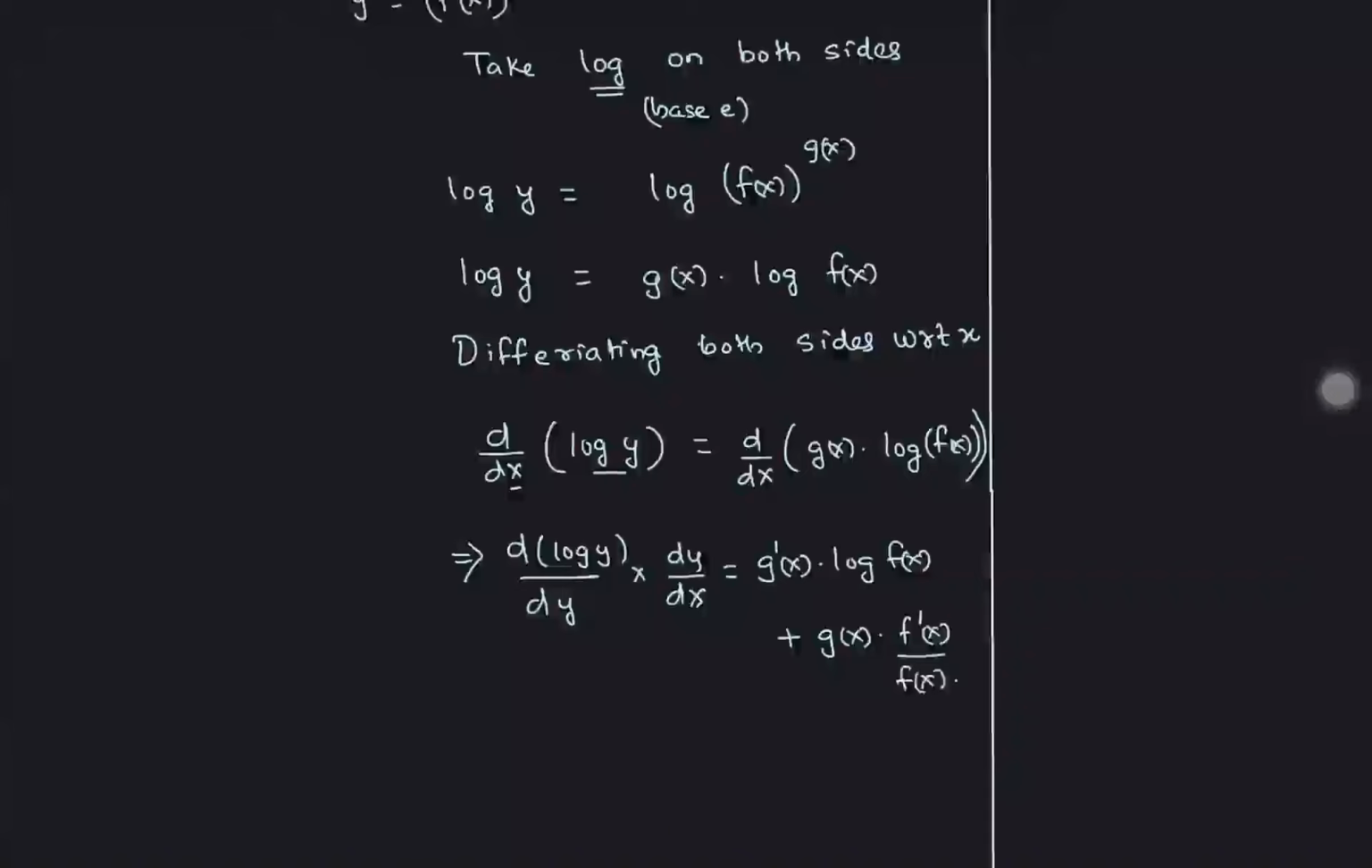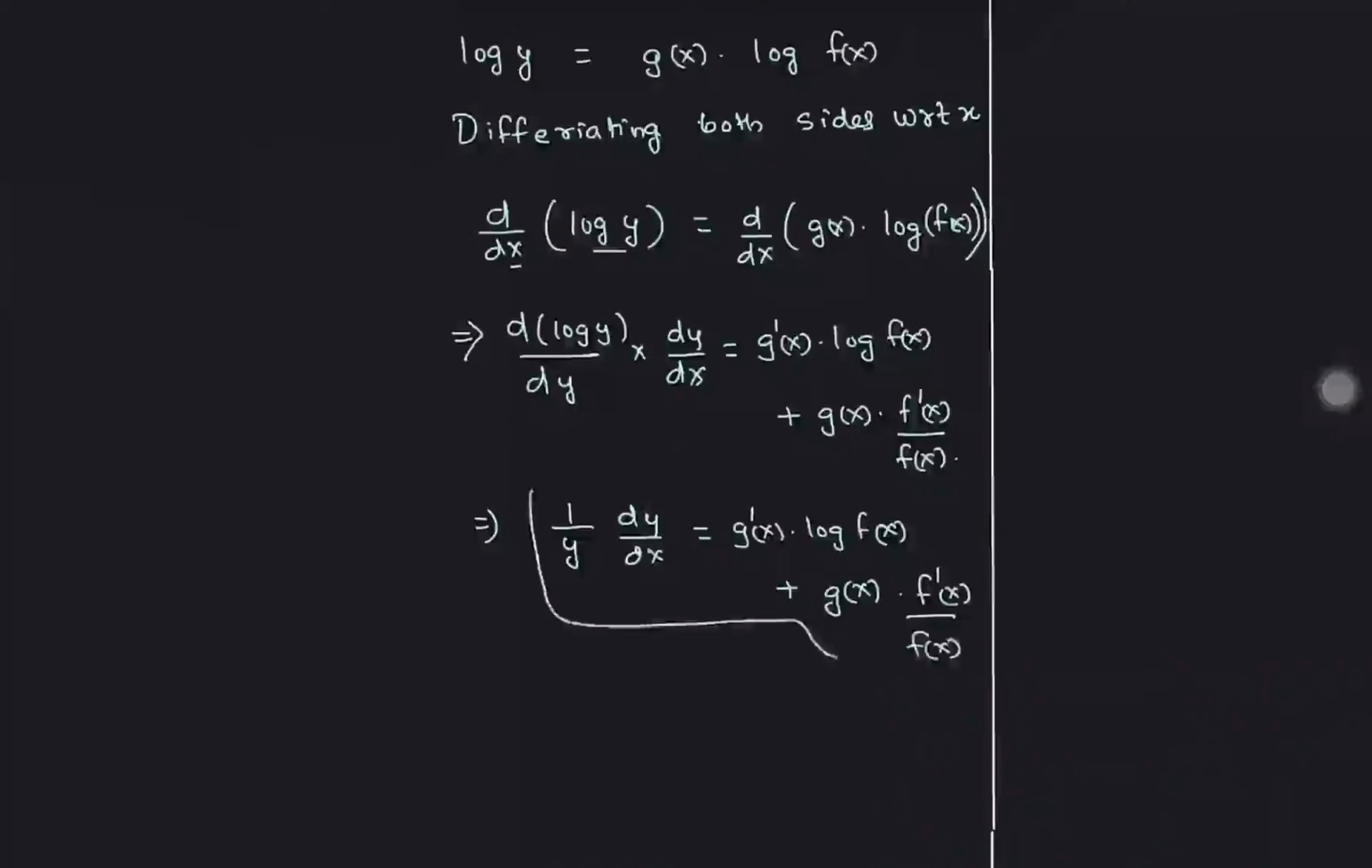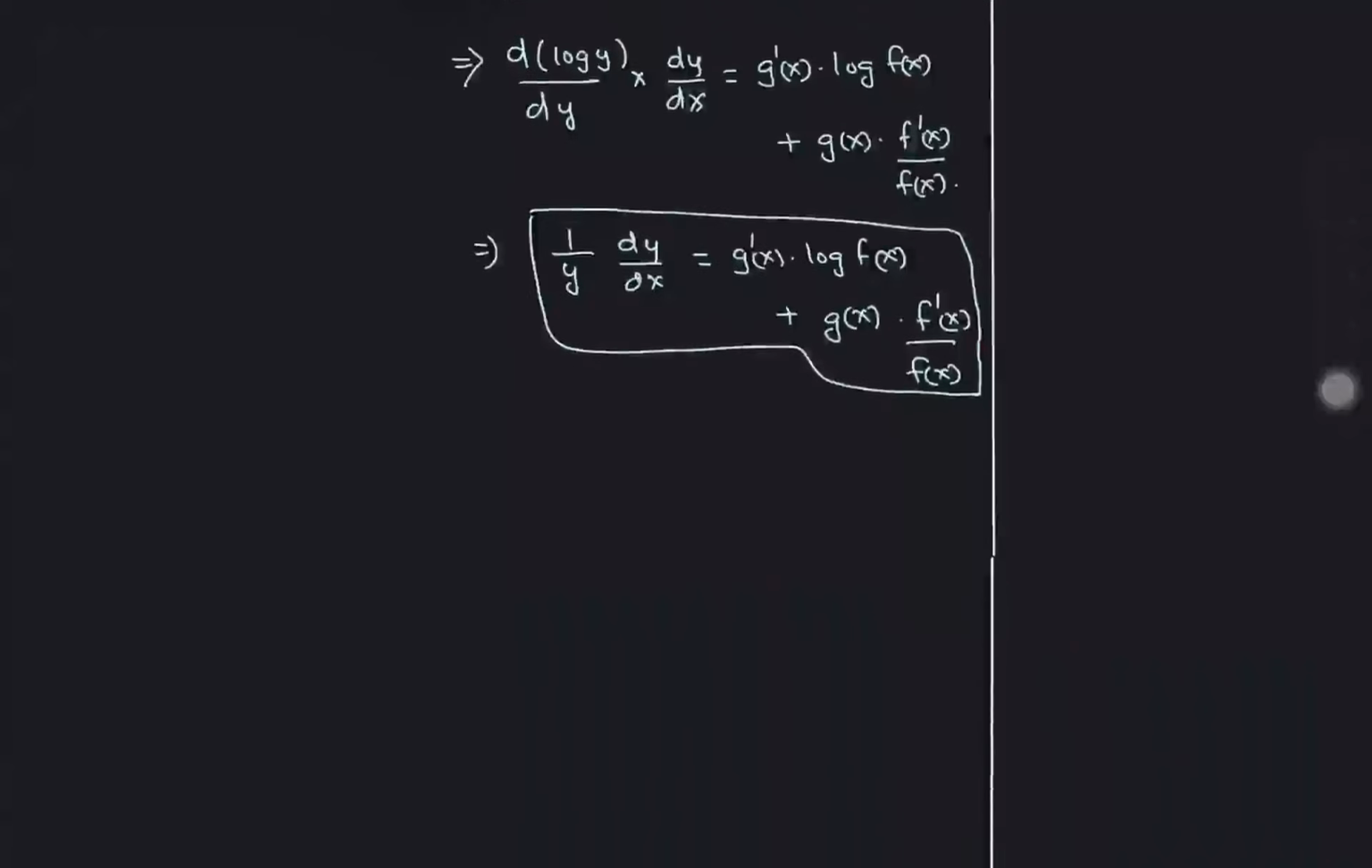I hope this is clear to you. So this is the description of how we solve the question. So if you simplify this, you get 1 over y dy over dx will be equal to g dash x into log f of x plus g of x into f dash x over f of x. Okay, so this is how, when you have a function raised to the power another function, you differentiate. Okay, so let's do our question now.